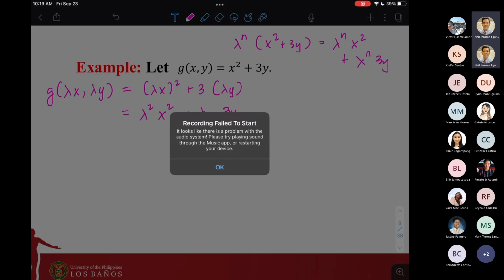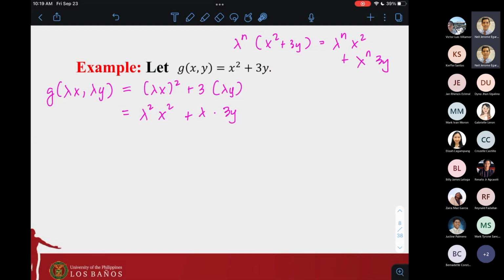But oops, sorry. Okay, but the powers of lambda in the two terms are not the same. Yeah, thank you, Kian, Bernadette, Gab, and Dino. Yeah, it's not possible, all right? Because the lambdas are different. So at most, we can factor it as lambda to the power 1 times lambda x squared plus 3y, but the second factor is not g of x, y. So you can say, therefore, g is not homogeneous of any degree.